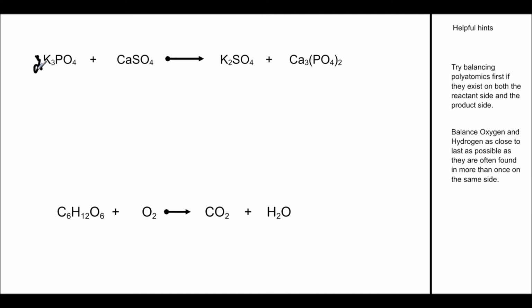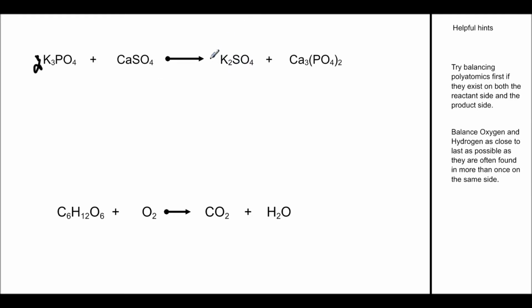So here I have 2 times 3. Now, this is the multiplication part. 2 coefficient times 3 subscript potassium gives me a total of 6 potassium. Over here, I only have 2 potassium. So what coefficient do I need to put in front in order for that to work?